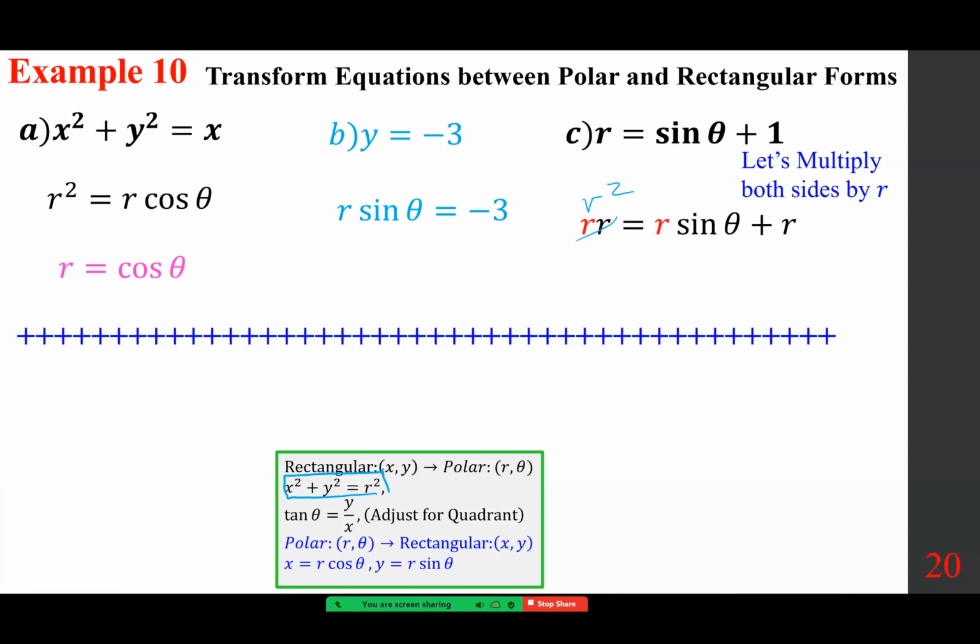Let me actually erase that because we need that one to show you what each one happens. So I'm going to replace this one with x squared plus y squared. R sine theta, I'm going to replace it with y. What about r? If this is r squared, I can replace the r with the square root of that. So one more time, r squared clearly is this one. R sine theta clearly is y. What is r? Well, if this is r squared, r would be the square root of that.